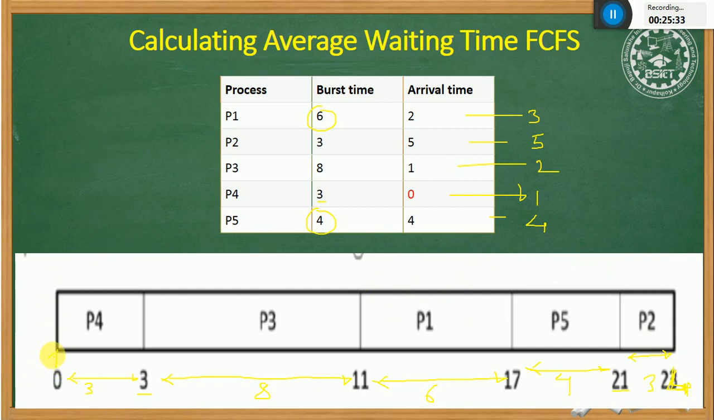So my dear student, what is the formula of waiting time? Waiting time is equal to turnaround time minus arrival time. Okay, so how to calculate the waiting time of the process? First we are calculating for P4. For P4, the turnaround time, starting time is 0, and its arrival time is also 0. So it is 0 minus 0 is equal to 0. Okay, it is quite easy.